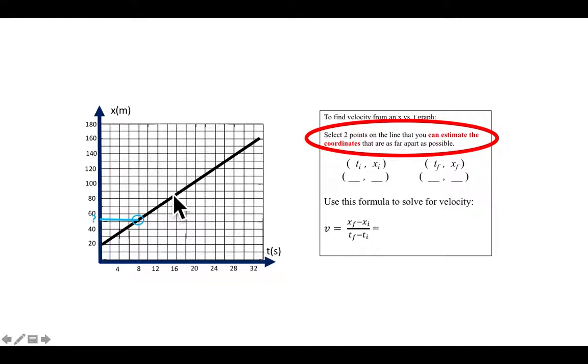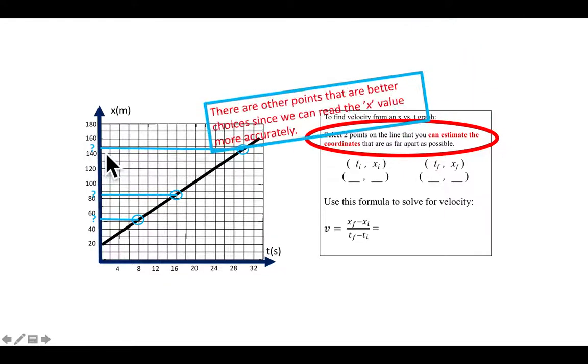This point would not be a good choice because the time is easy to read, 8 seconds. However, we'd have to estimate the position at about 52. It's hard to tell. Here's another point that would not be a good one to choose. It occurs at 16 seconds. However, again, that would be an estimate of about 75 meters. So here's another one that is not as good as perhaps some of the other ones could be. This occurs at 30 seconds. However, it's difficult to tell what the X position would be.